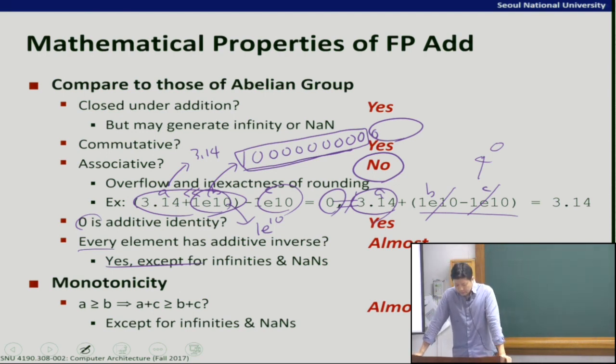Likewise, monotonicity: if A is equal to or greater than B, then A plus C is equal to or greater than B plus C. That statement is also almost true, but not always, because the exceptions are infinity and not a number. Okay? So in conclusion, the set of floating-point numbers and floating-point addition do not form an abelian group. It's not.